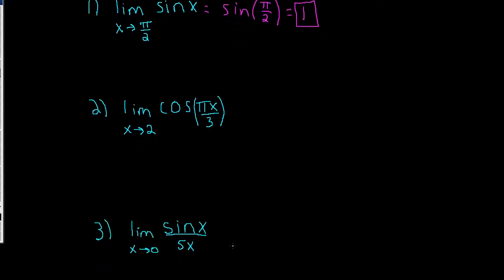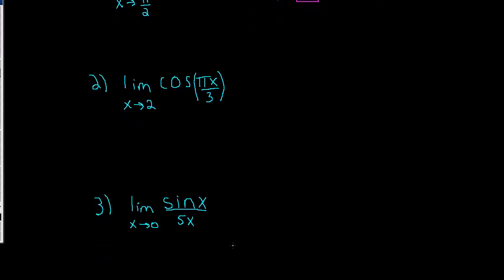Jumping back to our second example. Another pretty basic example in the sense that we can go ahead and use our direct substitution technique here. X is approaching 2, so I could just plug that 2 in right here. And I get the cosine of, I'm going to call that 2 pi, I just rearranged where the x actually is, 2 pi over 3. Okay, now I just need to evaluate what the cosine of 2 pi over 3 is.